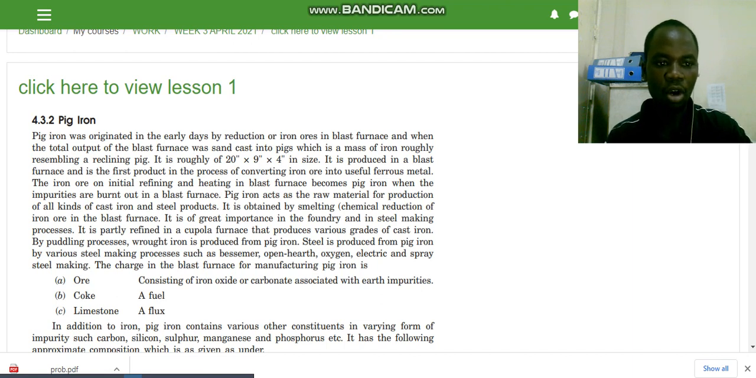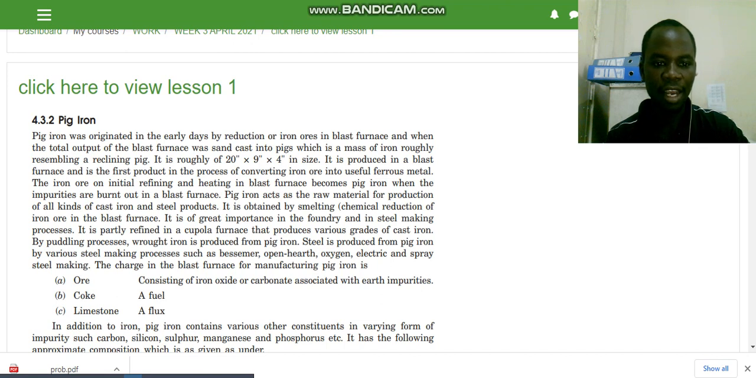The iron ore on initial refining and heating in the blast furnace becomes pig iron when the impurities are burnt out in the blast furnace. Pig iron acts as the raw material for production of all kinds of cast irons and steel products. It is obtained by smelting or chemical reduction of the iron ore in the blast furnace. It is of great importance in the foundry and in steel making processes.